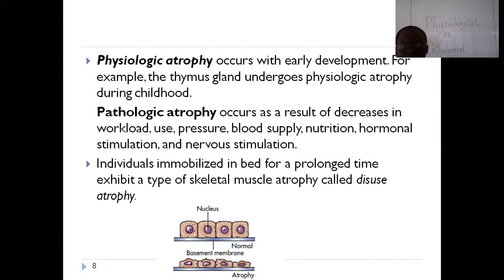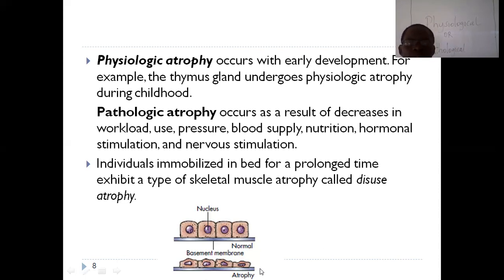Another good example is people who are bedridden for a very long time, like patients in ICU. Their skeletal muscles, whether of the feet or the hands, tend to atrophy, a phenomenon that we refer to as disuse atrophy, because they are not actually using these structures, and as a result, they atrophy.